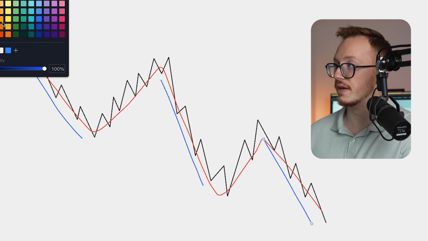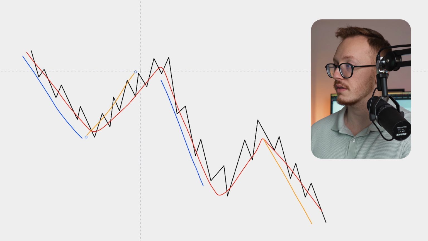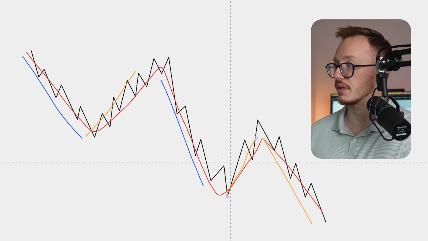But we do have also uptrends in between. Uptrend in between. And then you can do two things. It's one, trade the counter trend. So trade it the other way around.